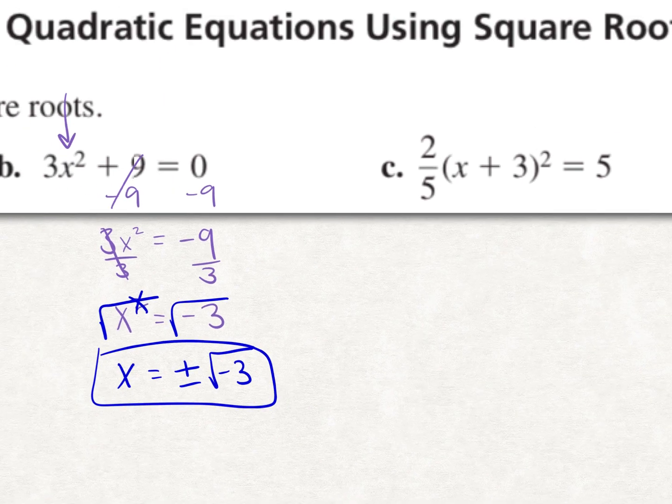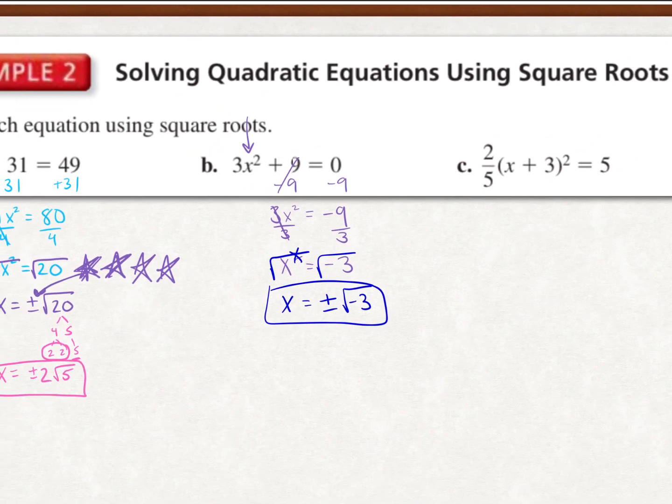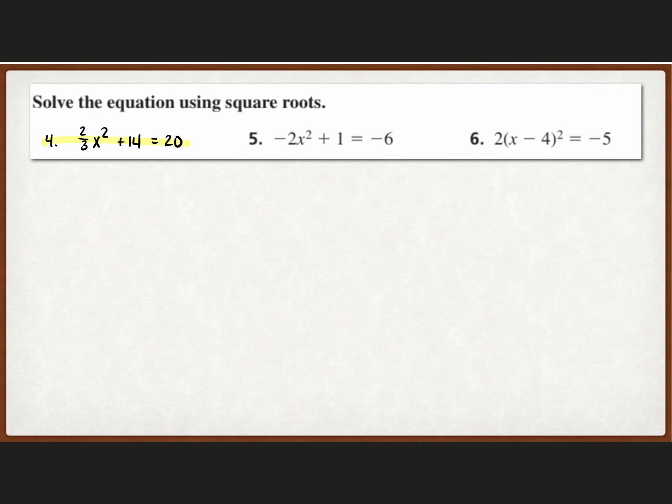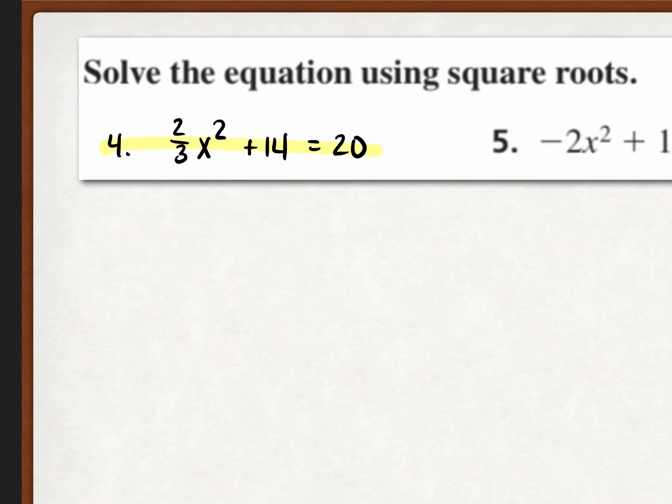All right, we're going to skip C for now. We can come back to it when I come back, but we're going to skip it for now. So let's take a look at 4 on the next page.